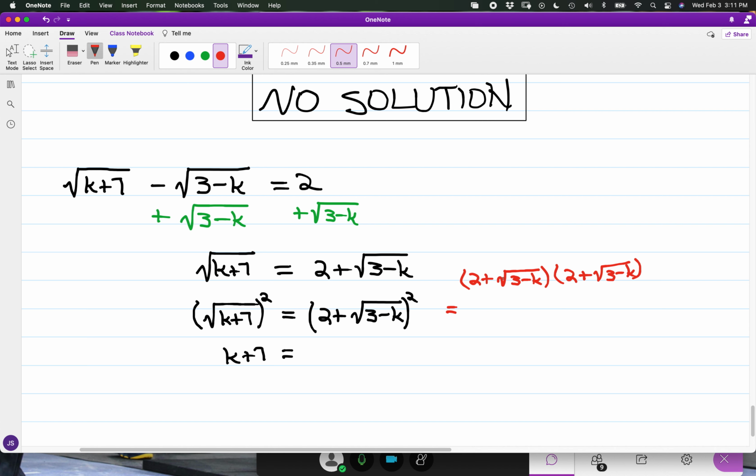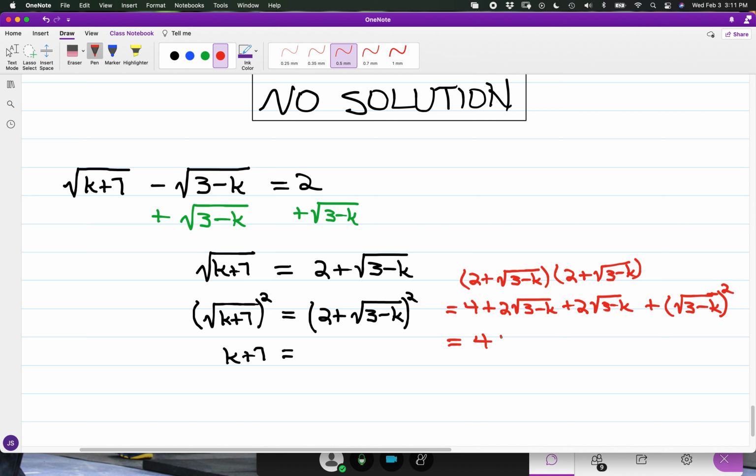Okay, so for the first product, if you FOIL out, 2 times 2 is 4. Outside and inside products will each be 2 times the square root of 3 minus k, and for the last product, you're looking at the square root of 3 minus k times itself. That will technically go to 3 minus k, but I just want to use the square notation at the moment. So right now we've got 4.